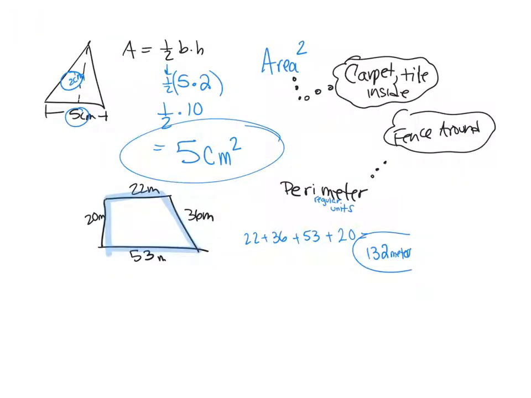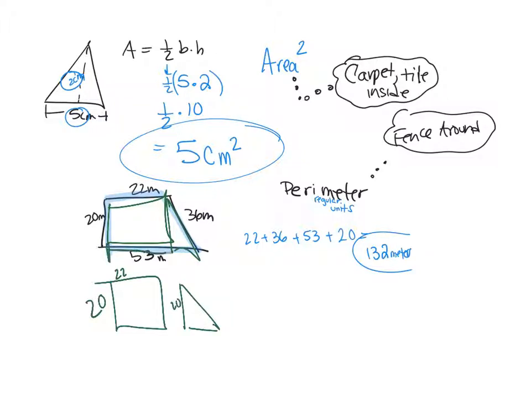If you did the area, you would break it down into two shapes. You would break it down into a 20 by 22 rectangle, and then the triangle would be 20. If this whole thing is 53 and that's 22, this would be 31, and then you would get the area of each and add it. But you're not going to have a question like that.